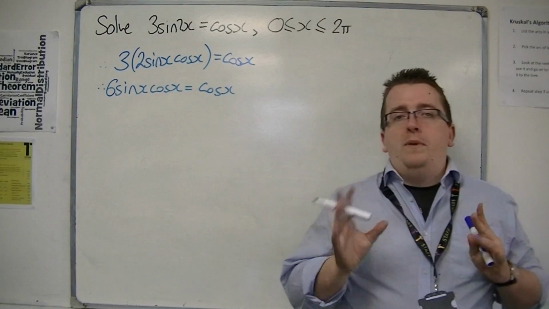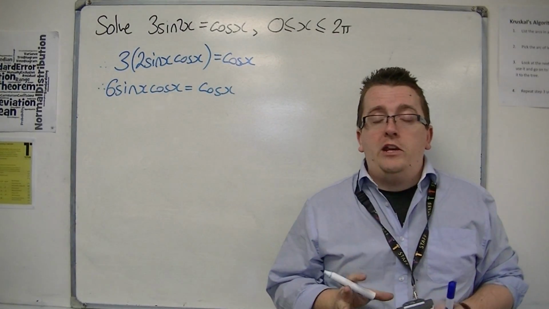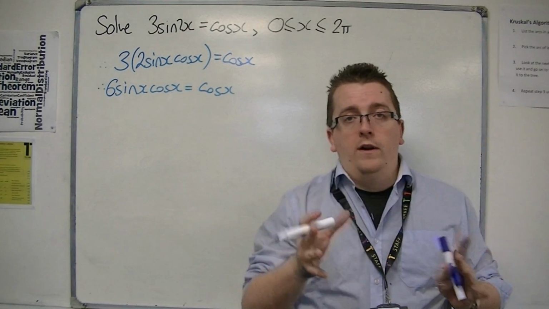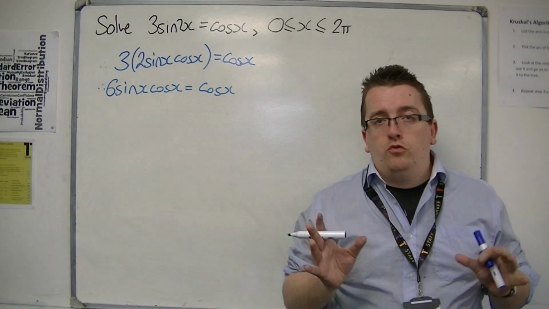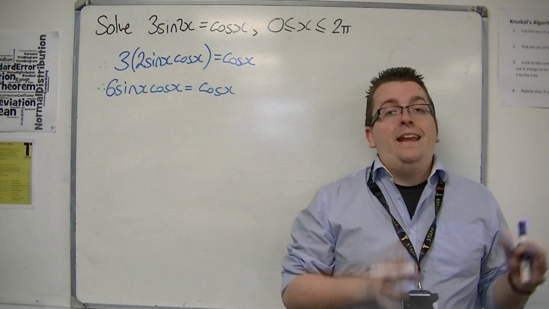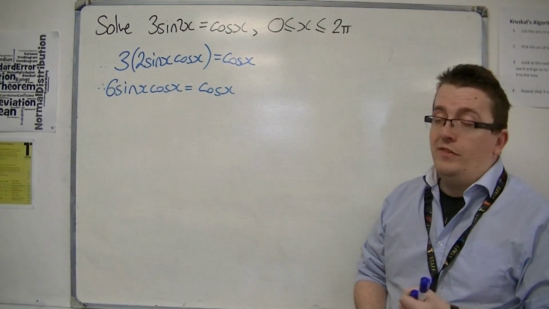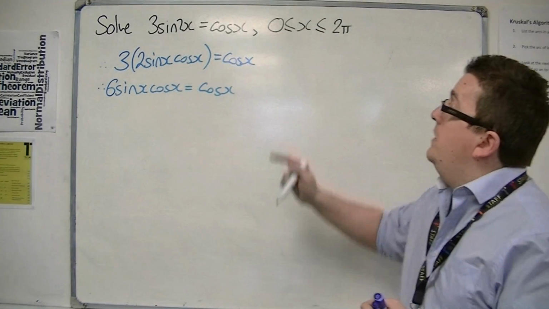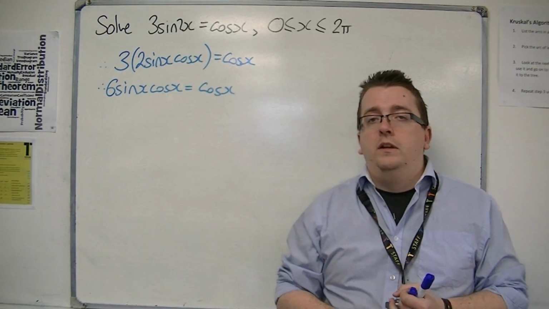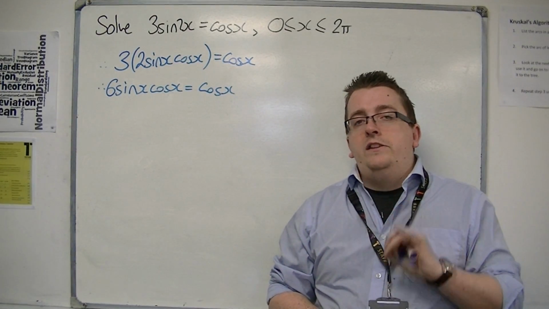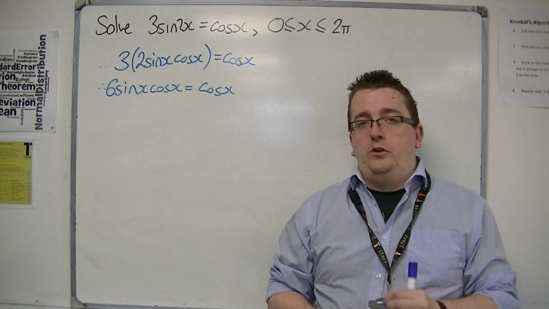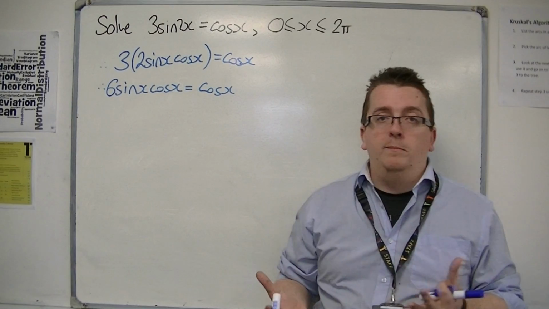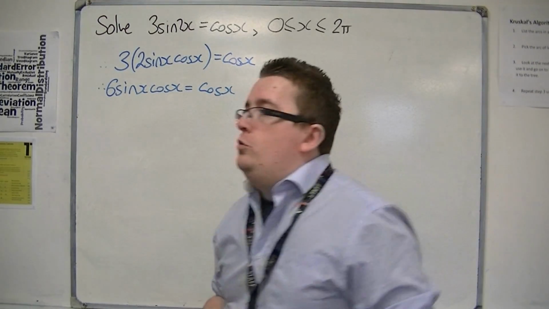Now, don't be tempted at this stage to divide through by cos x. The reason why we don't divide through by a trig function like this is because cosine could theoretically be 0, and it does have points where it is 0 between 0 and 2 pi. So actually, in doing that, you will lose solutions. And effectively, if you're dividing through by 0, then everything's going to go kablooey anyway. So we don't do that.